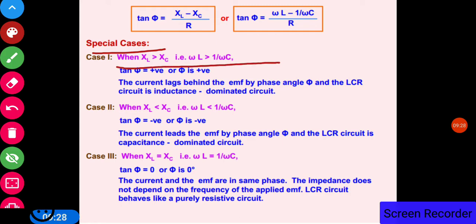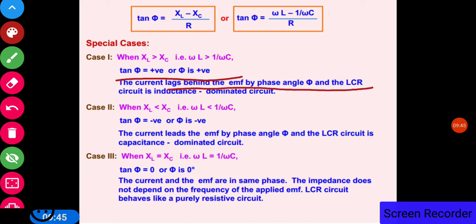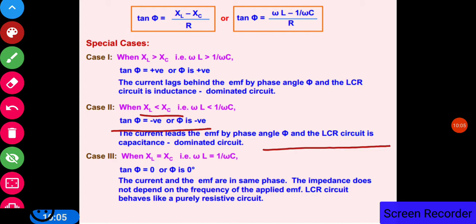Now when XL is greater than XC, that is omega L is greater than 1 upon omega C. So from this expression we can say that when XL is greater than XC, then tangent phi is positive. And positive means the current lags behind the EMF by the phase angle phi, and the LCR circuit is the inductance dominating circuit. When XL is less than XC, the capacitor is dominating. In that case, phi is negative and the current leads the EMF by angle phi, and the LCR circuit is the capacitive or the capacitance dominating circuit.